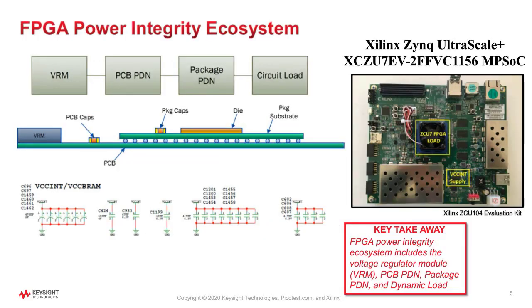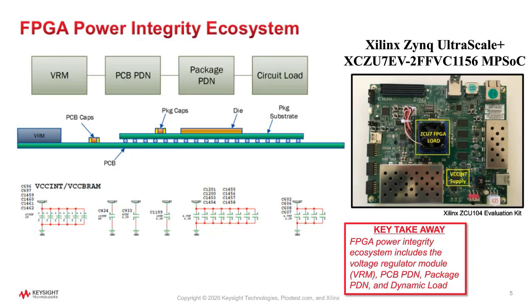Here is the basic description of the power integrity ecosystem that delivers power to an FPGA, provided by Jack Carroll of Xilinx. The power travels from the voltage regulator module, aka VRM, through the printed circuit board to the FPGA package connections. The FPGA package substrate then carries the power to the die. Decoupling capacitors are used both on the PCB and inside the package to provide delivery of clean power at frequencies that are higher than the bandwidth of the VRM control loop.